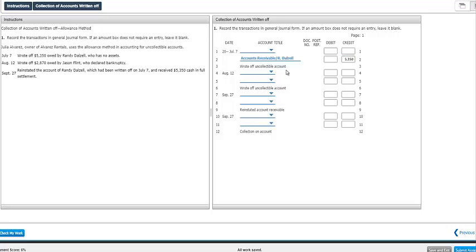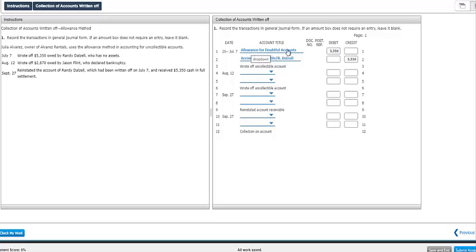Now the debit really depends on the method that you're using. So since we're using the allowance method, we're going to debit the allowance for doubtful accounts. So basically we're just reducing the allowance for doubtful accounts because we already recorded bad debt at the end of the year in our adjusting entry. Okay, on August 12th, we wrote off $28.70 owed by Jason Flint. Same entry, credit accounts receivable to take him out of accounts receivable and debit the allowance for doubtful accounts.